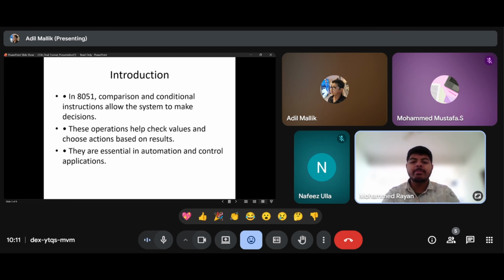situations. For example, imagine a temperature sensor. If the temperature crosses a certain limit, the fan should be automatically turned on. Such smart responses are possible only because of comparison and conditional instructions inside the 8051. That's why this topic is not just theoretical but also highly practical in real life applications.